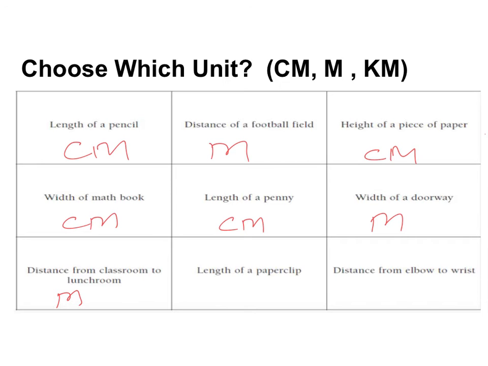Length of a paper clip. So if you measure from one end of the paper clip to another, that would be measured in centimeters. Small object, small unit. Last one, distance from elbow to wrist. So if we were to measure from your elbow to your wrist, we would measure that in centimeters. It's several centimeters. Okay, now we're going to move on to a different set of metric units.